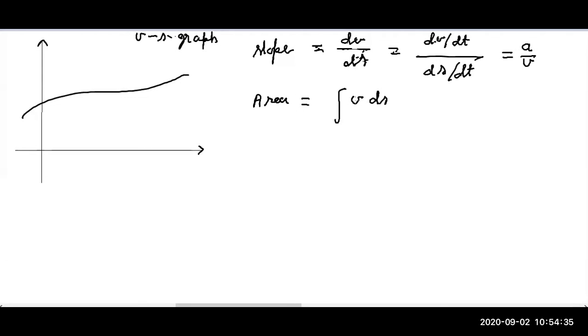Okay, so these are the different types of graphs. The next section we are going to do is we will discuss the graphs related to vertical motion. Okay, graphs of vertical motion.